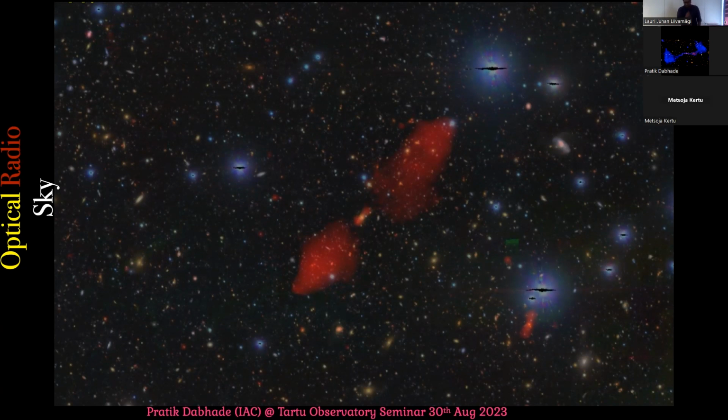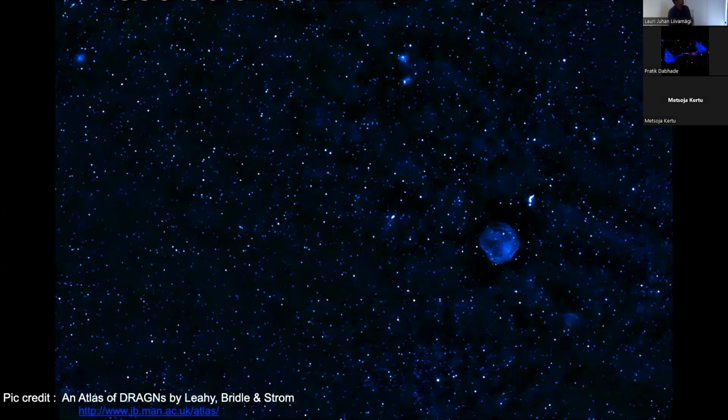So this is an attempt to show you how it would look if we superpose the radio and the optical. So the red emission here is from the radio. What you see is a radio galaxy, but a special radio galaxy, and that is the topic which I'll be covering. So this is how a typical radio sky would look if you were to have radio eyes, or if you have a radio telescope and make good images.